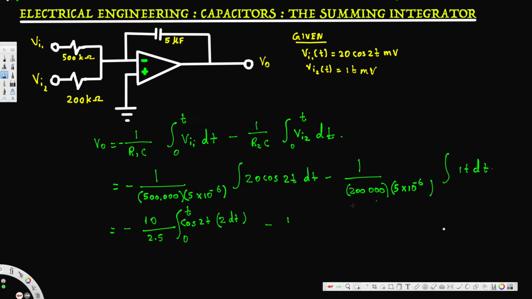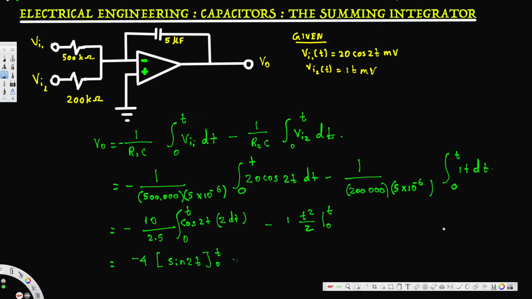And if we integrate t, that's going to give us just t square divided by 2. The limits of integration are 0 to t, so we have to subtract 0. It doesn't change anything, so we can keep this one like this. This is 10 over 2.5, that's equal to 4, so this is going to be negative 4, and if we integrate this one, that's going to give us sine 2t, and then the limits of integration are 0 to t.